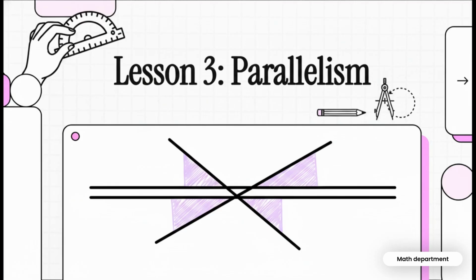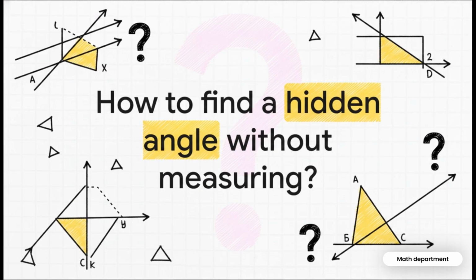Let's dive right in. Let's kick things off with a big question. You know those wildly complex diagrams you always see in geometry? How exactly do we find a missing angle using pure logic without ever touching a protractor? Well, I've got a really cool trick to show you. And honestly, the whole secret just comes down to understanding how straight lines interact when they cross paths.